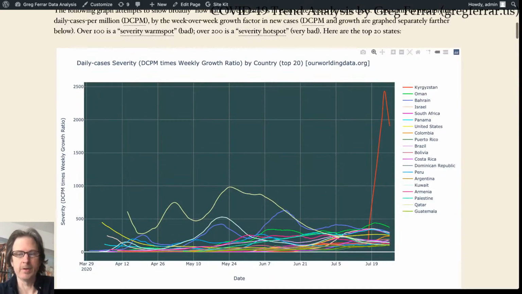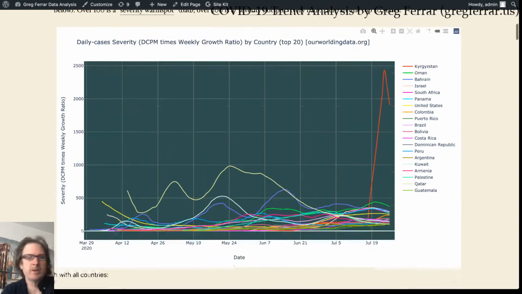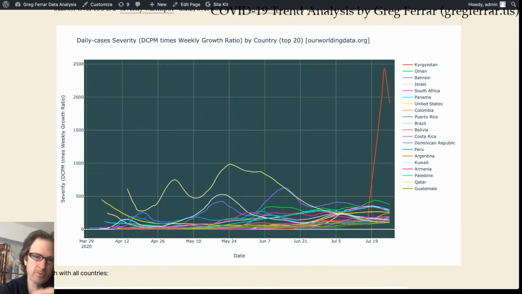At the country's level, I have fairly recently, in the past week or two, started talking about severity, which is a metric that I use to try to represent how bad it is broadly. It encapsulates two concepts: one being how many cases are there adjusted for population, and secondly, how fast is the daily case rate growing? How many cases are there per day?